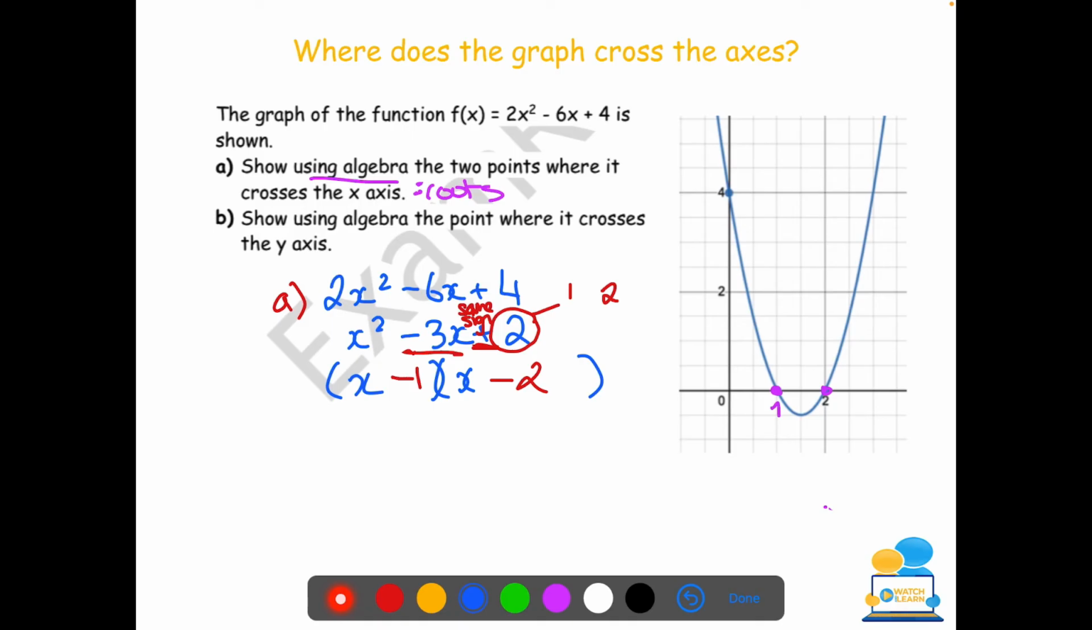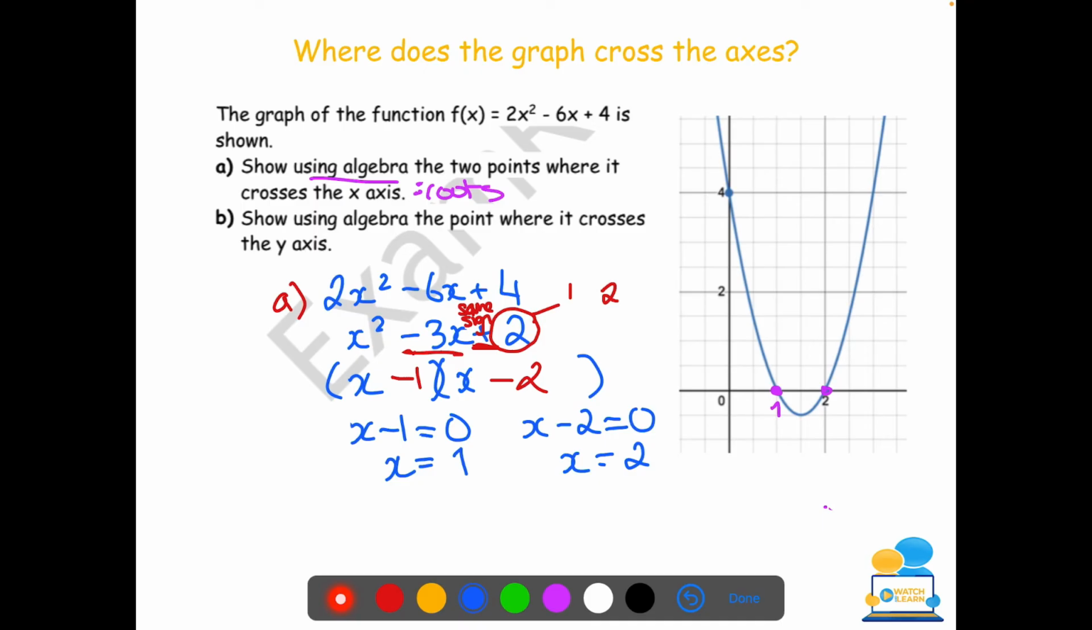Right, we're going to let our factors equal 0 then. So x minus 1 is equal to 0 and x minus 2 is equal to 0. We need to get our numbers on one side and our letters on the other. So we add 1 to both sides, and 2 to the other. So x is going to equal 1 and x will equal 2. We've now shown the 2 points where it crosses the x-axis.